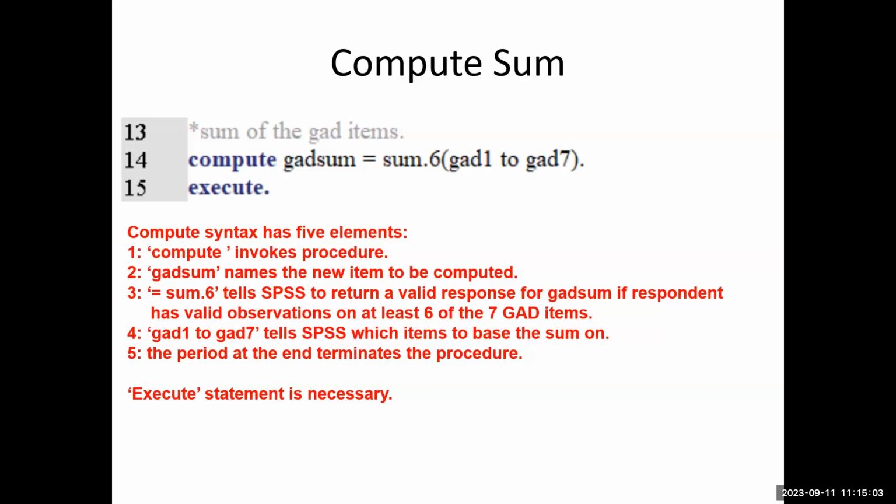It's got 5 elements. Compute invokes the procedure. GAD sum names the new item to be computed. Equals sum.6 tells SPSS to return a valid response for GAD sum if the respondent has valid observations on at least 6 of 7 GAD items. So this is a way of controlling missing data. In this case, we're requiring the respondent to have valid observations on the vast majority of the items that are going to contribute to the sum.